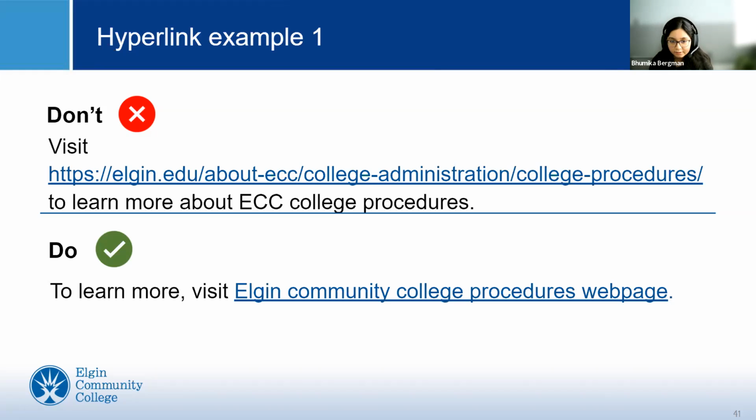On the other hand, this second example that says "To learn more, visit Elgin Community College Procedures webpage" is much more accessible because the users will know that if they click on this link, it's going to take them to a web page and it's going to be the Elgin Community College Procedures webpage. So convey exactly where the link will take the users.